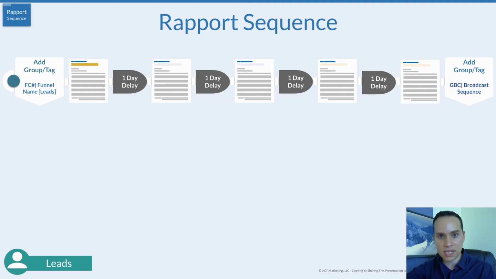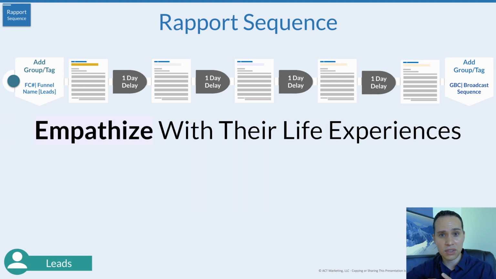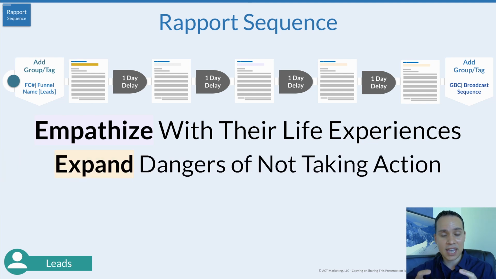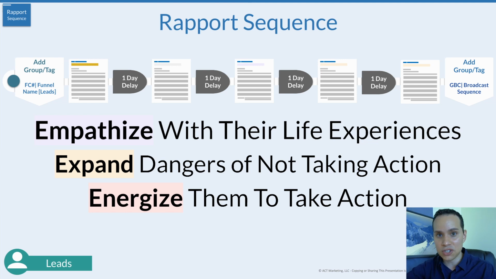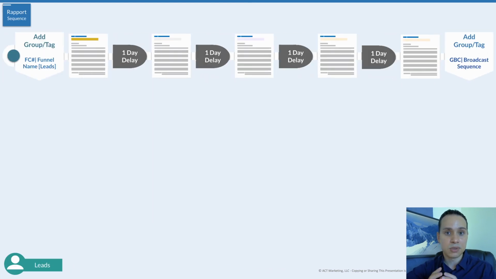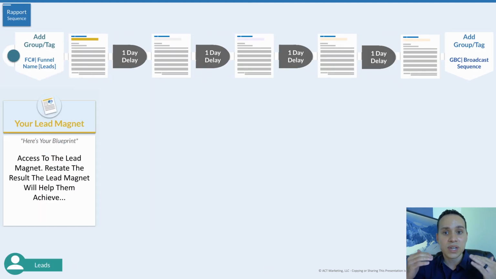So the whole goal of the sequence is to empathize with your new leads and subscribers' experiences, expand on what they are dealing with, and then of course, energize them to take action. And we're going to do these 3 things through 5 emails. So the first email we send out is pretty simple and standard. We're just going to deliver the lead magnet that they opted in for.